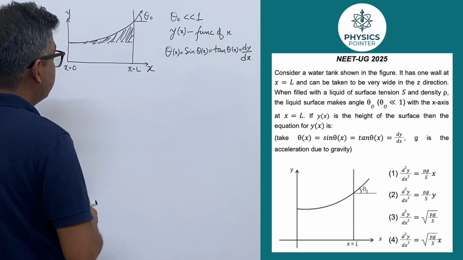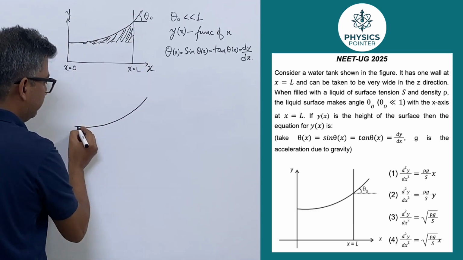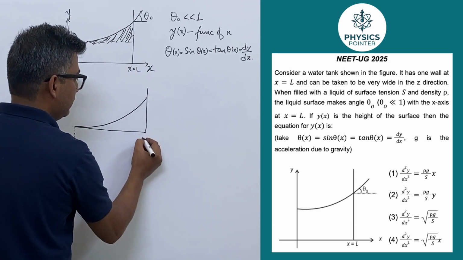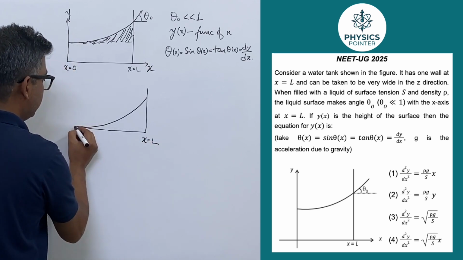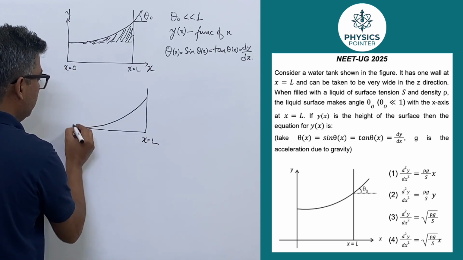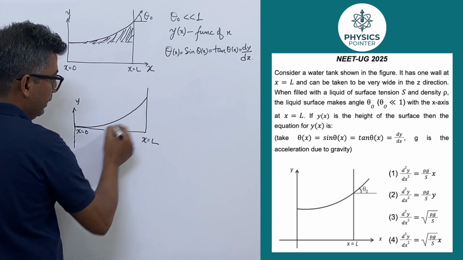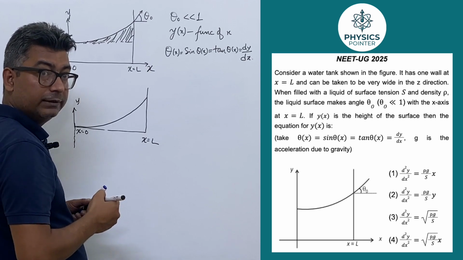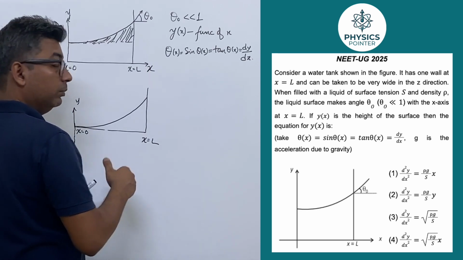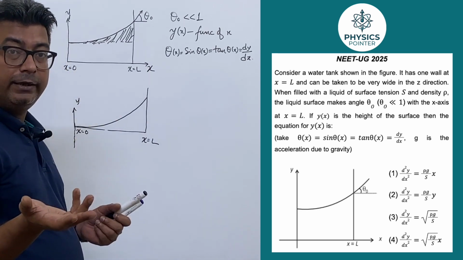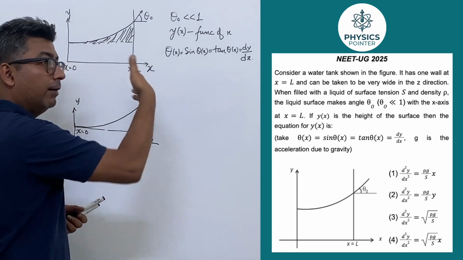So what I'll do is I'll simply draw this curve. So this is x equal to L and this is x equal to 0. This is my y-axis. Okay. So I need to find the volume of this. With respect to this, I can only see an area. Where is the volume? Volume will come from the depth.